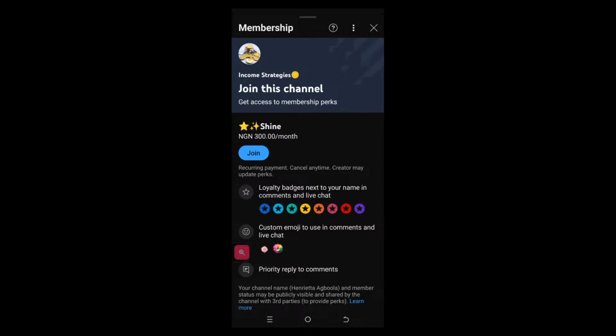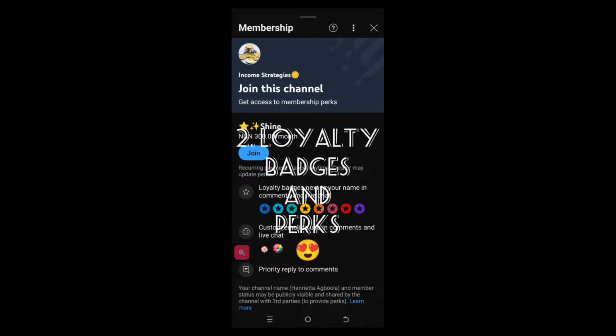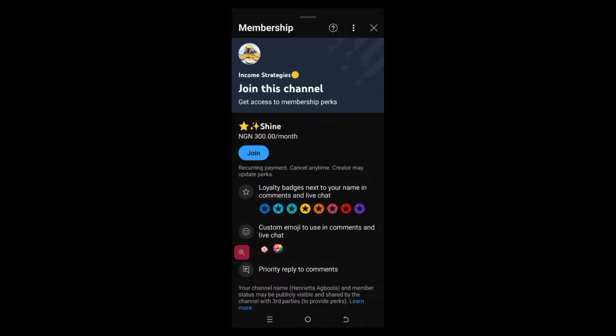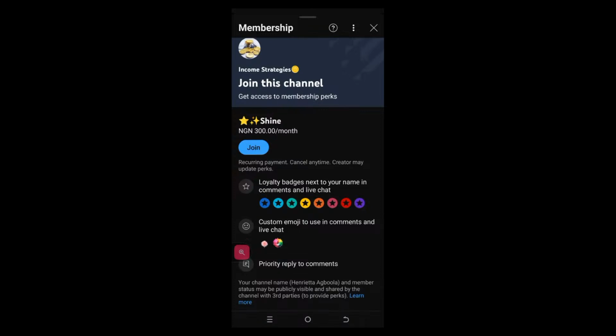Then, of course, you're going to get what we call loyalty badges. You're going to be different, you're going to stand out. While you're commenting, or in the live, people will definitely get to know that you are a member of this channel. Not only that, you're going to get custom emojis that you can use in your comments, and you'll be getting priority replies to your comments.